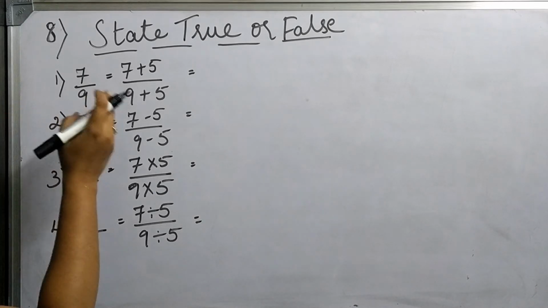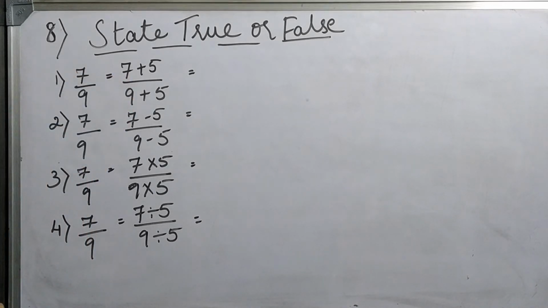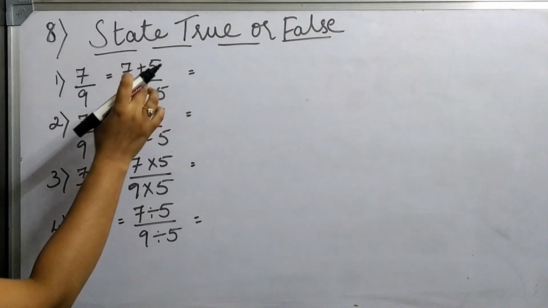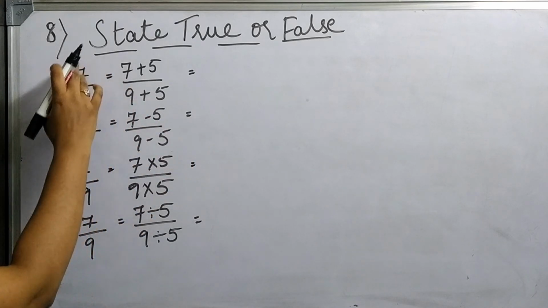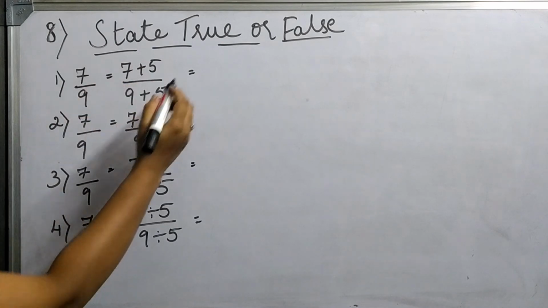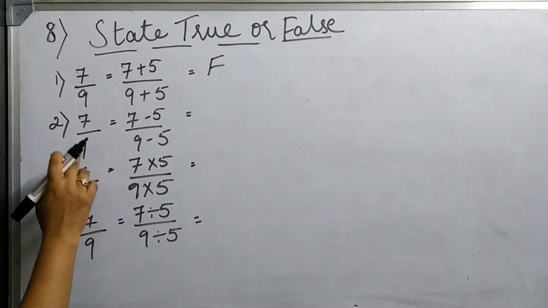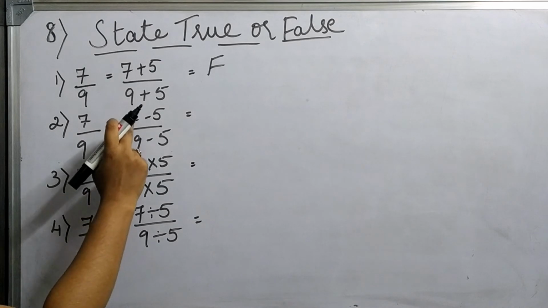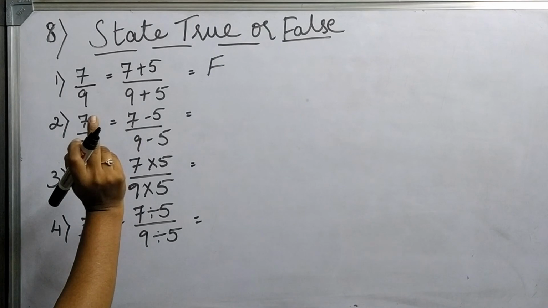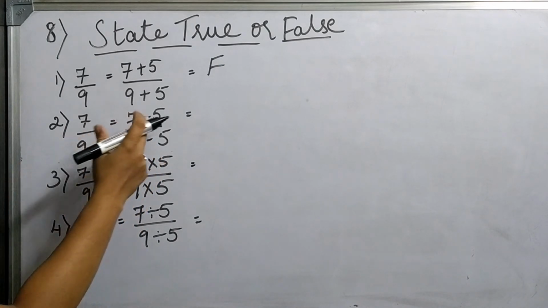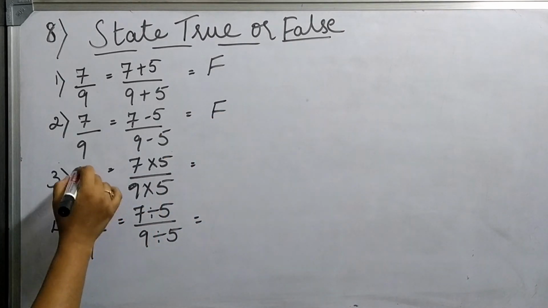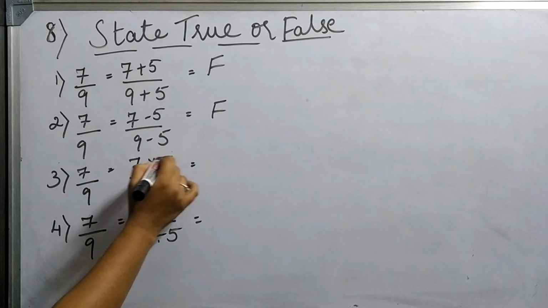The 8th question is to state whether it is true or false. The first question: 7 by 9 is equal to 7 plus 5 divided by 9 plus 5. So the LHS is 7 by 9 whereas our RHS is not the same, therefore it is false. Again, 7 by 9 is equal to 7 minus 5 divided by 9 minus 5. Our LHS is 7 by 9 whereas our RHS is 7 minus 5, which is 2, divided by 4, which is again false.